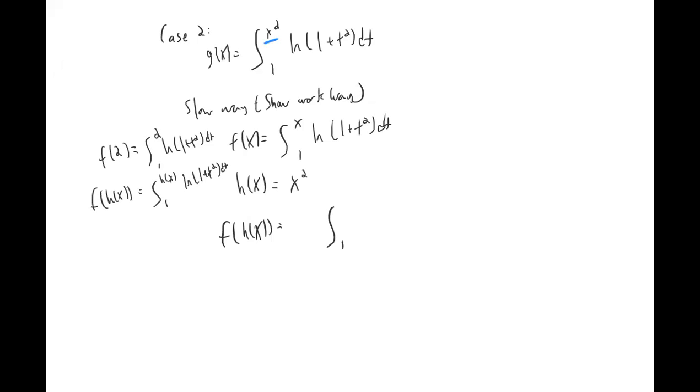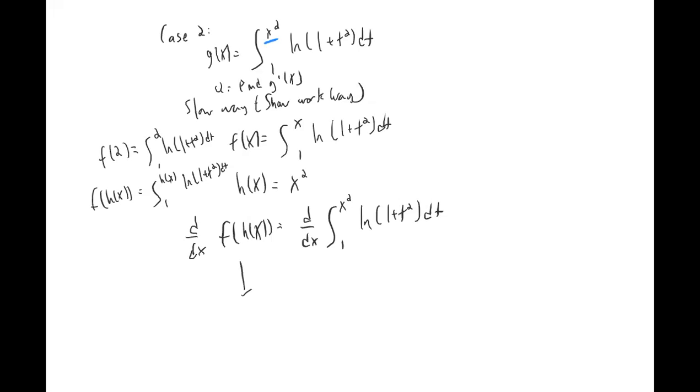This is because h of x is x squared, so it's exactly this thing. Everyone good? So now the question is, find g prime. To find g prime, it means take the derivative of the right-hand side. But since they're equal, that's the same as taking the derivative of the left-hand side.